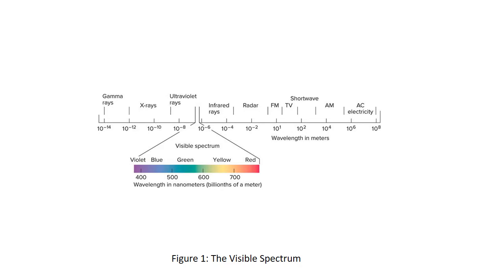This slide has an image of the electromagnetic spectrum. This is the range that light waves occur and sound waves occur. If you'll notice, there's the little section that says visible spectrum. So we can only see a small portion of the light waves that exist.